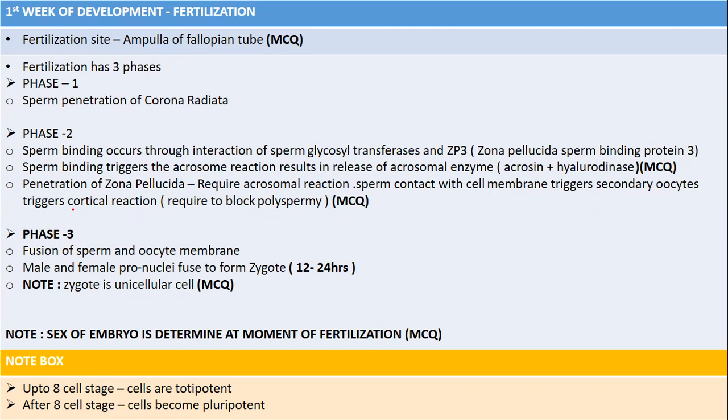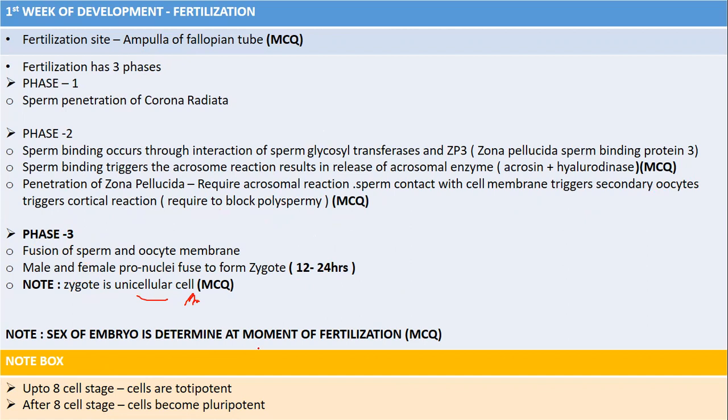Just to make a correction: in the previous slide, I said that when the sperms come, that process is known as polyspermy. It is not that; the blockage is known as the cortical reaction, and the entry of multiple sperms is known as polyspermy. Coming to phase three, that is the fusion of the sperm and the oocyte membrane. Male and female pronuclei fuse, as we have seen, in 24 hours. And the zygote is a unicellular cell, and it is very important, so do not forget this MCQ.